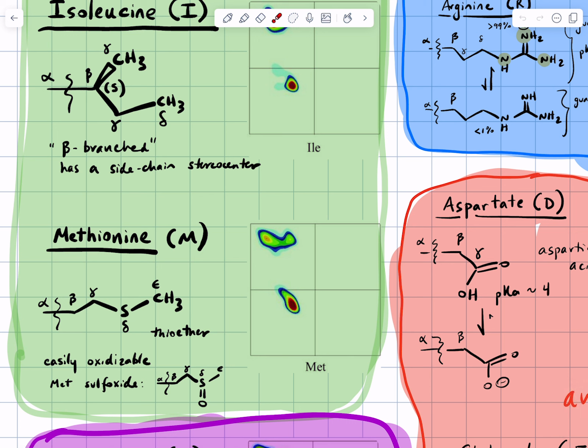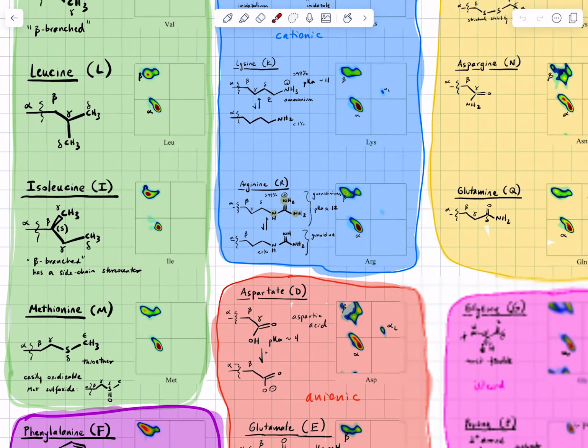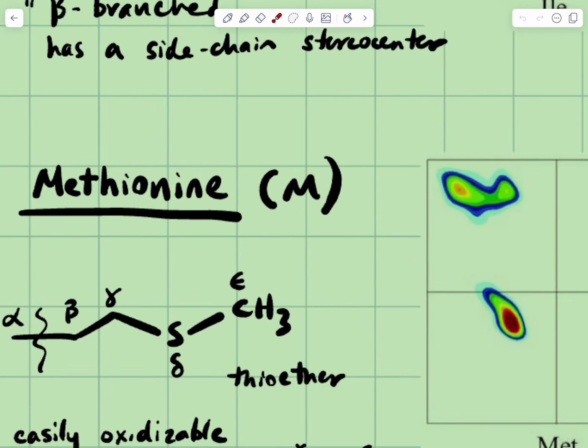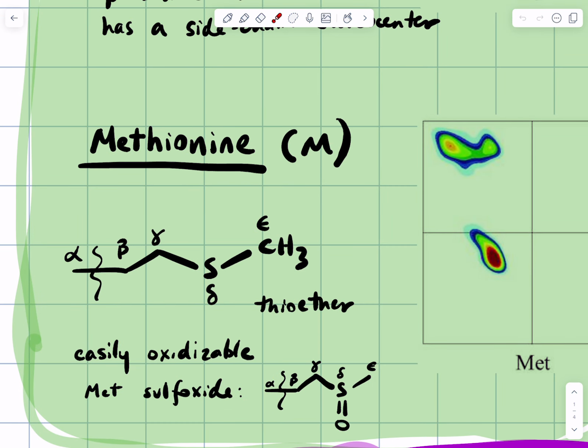Methionine is the next amino acid, one-letter code M. Methionine is weird. It's grouped with the nonpolar amino acids. All of these in green are relatively nonpolar amino acids. It's got sulfur in the chain. It's a linear chain that goes out beta, gamma, delta, epsilon. So 1, 2, 3, 4 atoms after the alpha carbon. But the delta atom is a sulfur.